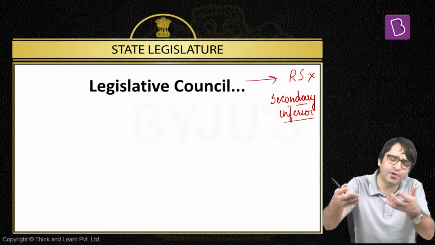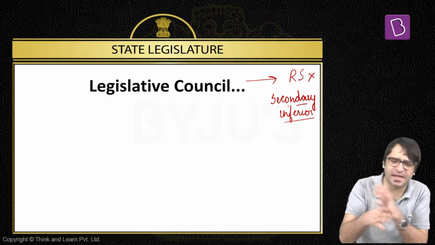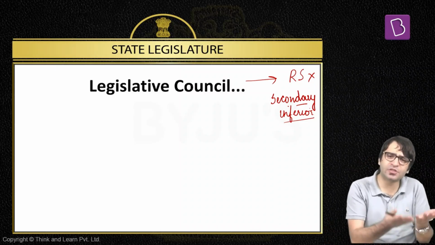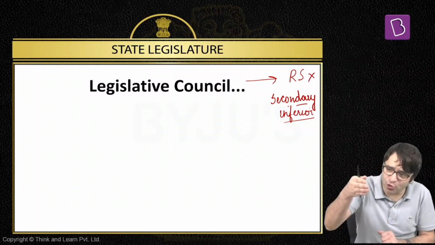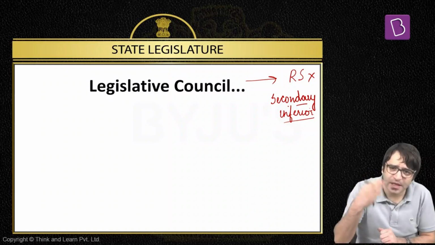A final conclusion was made that we will leave it to the states. If the states want legislative council, they can have it. If the states do not want legislative council, let's not have legislative councils for them. So the Constitution has placed the onus of having a legislative council on the states. If you can afford another chamber of state legislature, please do that. If you cannot, there is no obligation on you.